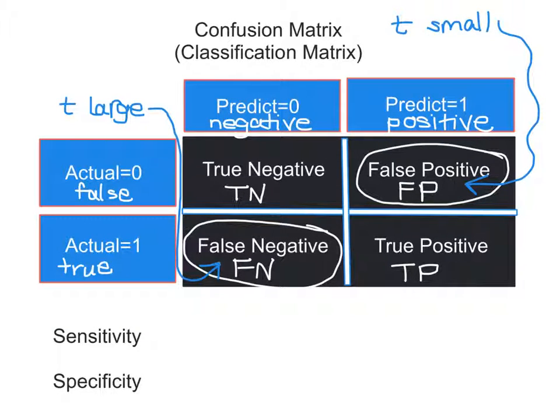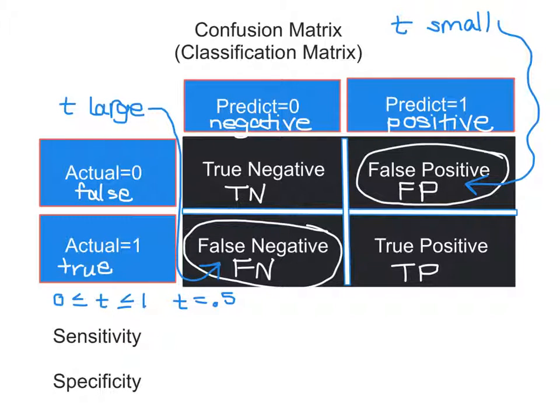Since t represents a probability, then the values of t lie between and including 0 and 1. And if we have no preference as to whether we want to avoid a false negative or a false positive, then we could set t equal to 1/2 or 0.5.